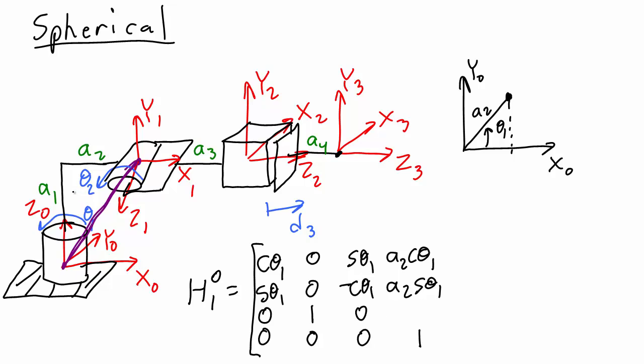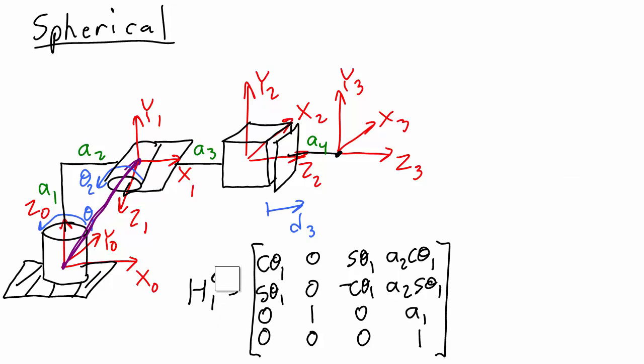And the z displacement we can see from our three-dimensional figure here will always be A1, no matter what the rotation of theta 1 is. So I fill in A1 here. And we're done with H01. Let's move on to find H12. We'll start by finding the rotation part.